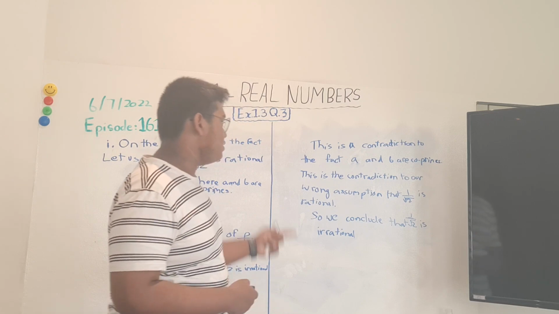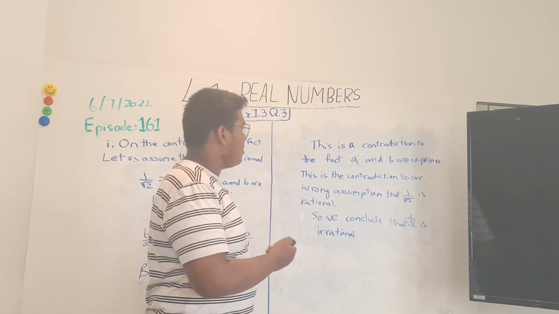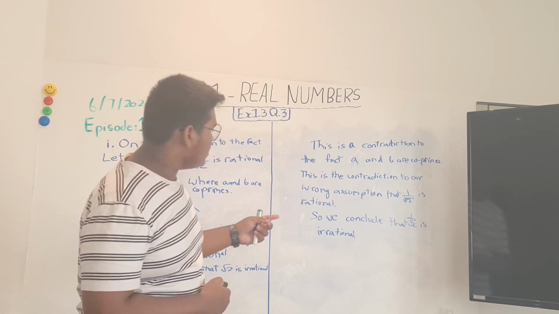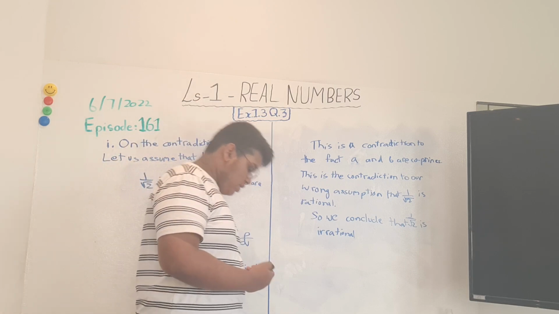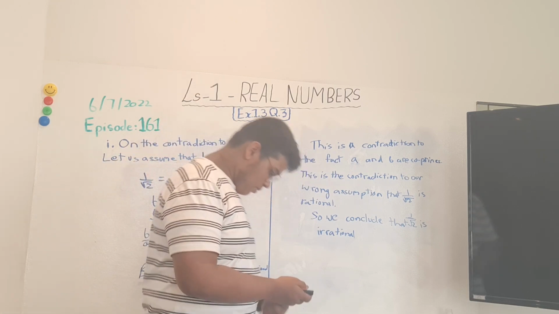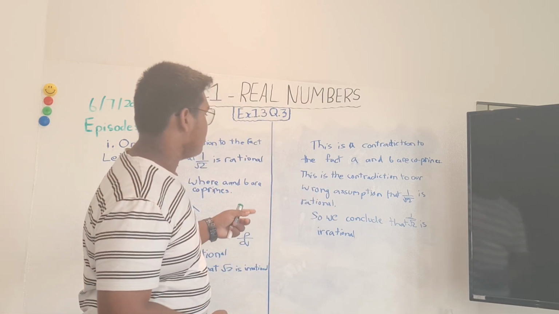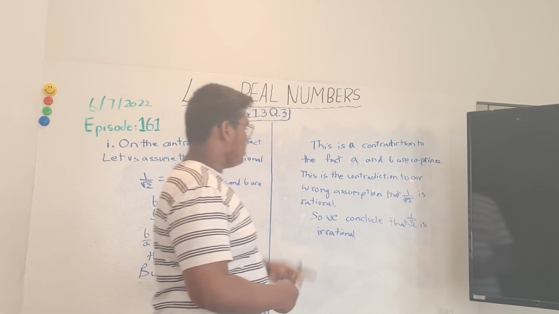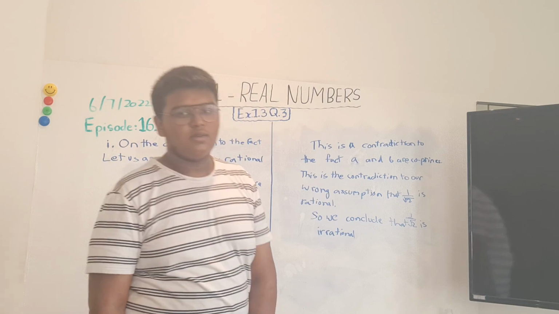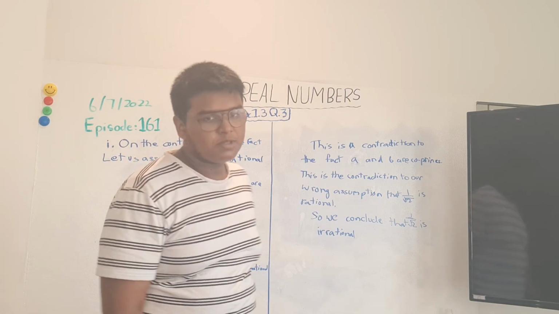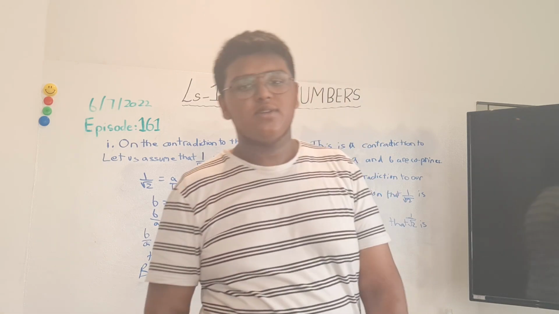So let us read this. This is a contradiction to the fact that a and b are co-primes. This is the contradiction to our wrong assumption that 1 by root 2 is rational. So we conclude that 1 by root 2 is irrational. This was the answer for the first part of question number 3. Now I will move to the second part in our next video.